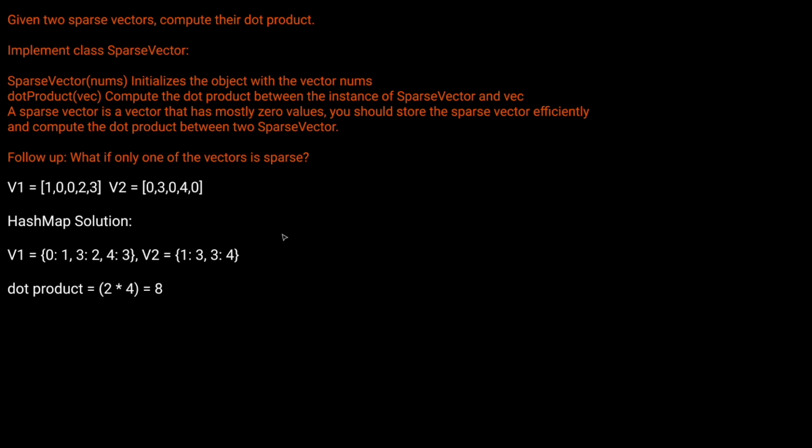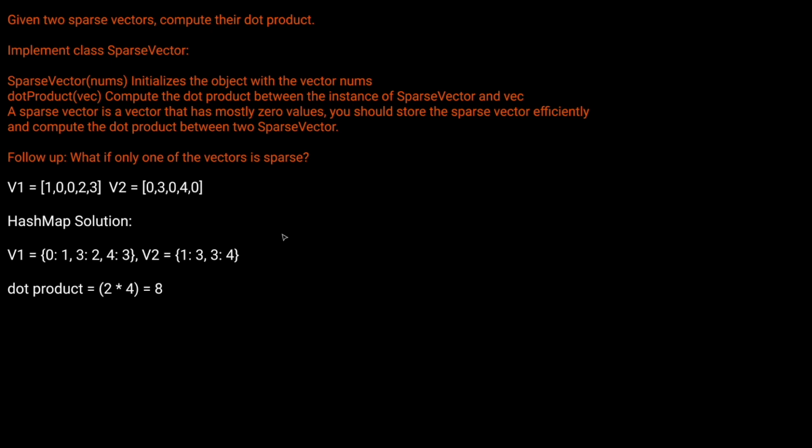Well, we can go through the keys of one of the hash maps, and we can look it up in the second hash map. And if that key also exists in the second hash map, that means that both the maps have a value at that index that is non-zero. Therefore, we can multiply them together and then add that to our dot product. If the key doesn't exist in the other map, that means that the second vector did not have a non-zero element in that position.